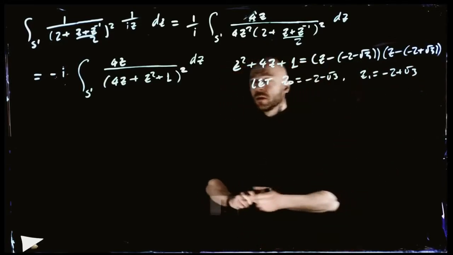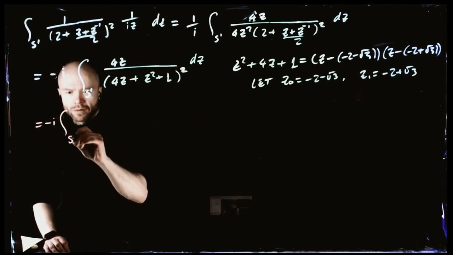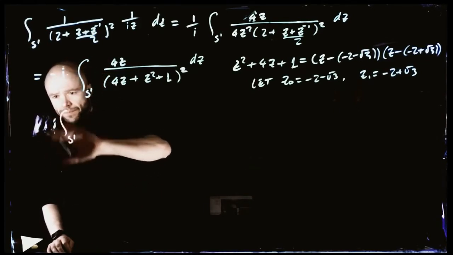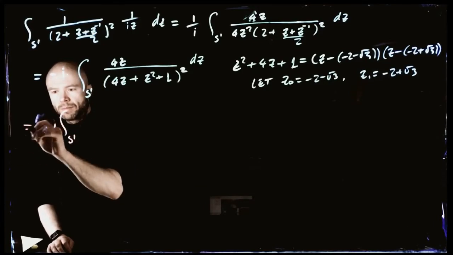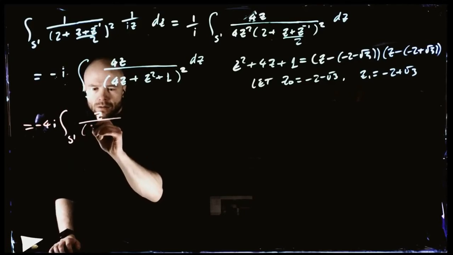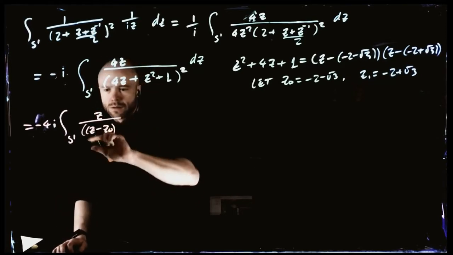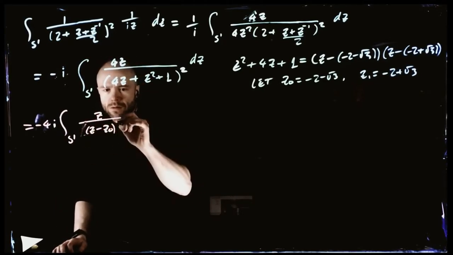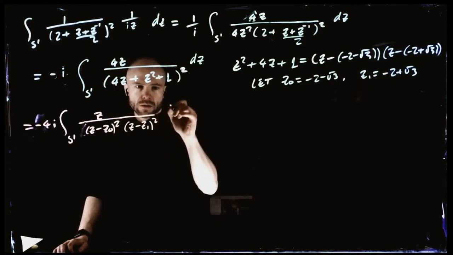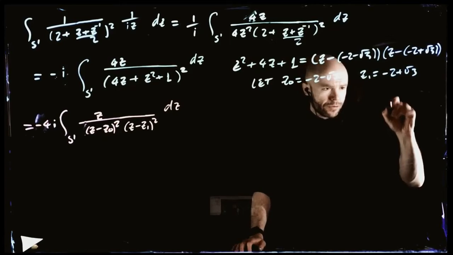And then we can rewrite this guy as minus i, the integral around the circle. Actually, now I want to take out the 4. Why not? So minus 4i, z over z minus z0 squared, z minus z1 squared, dz. And this is going around the circle, so let's draw a picture.